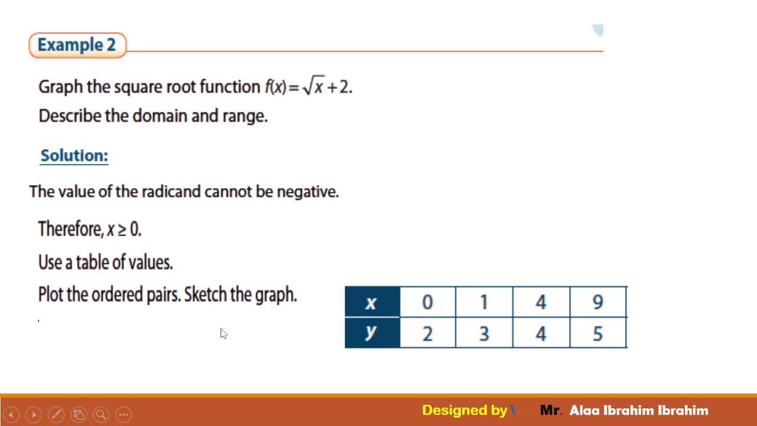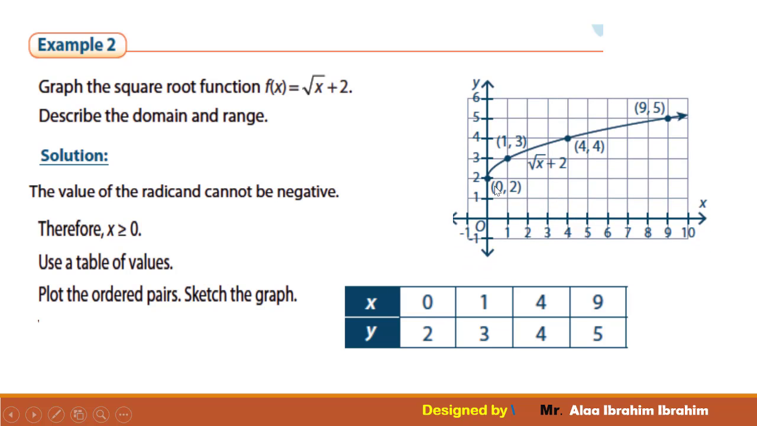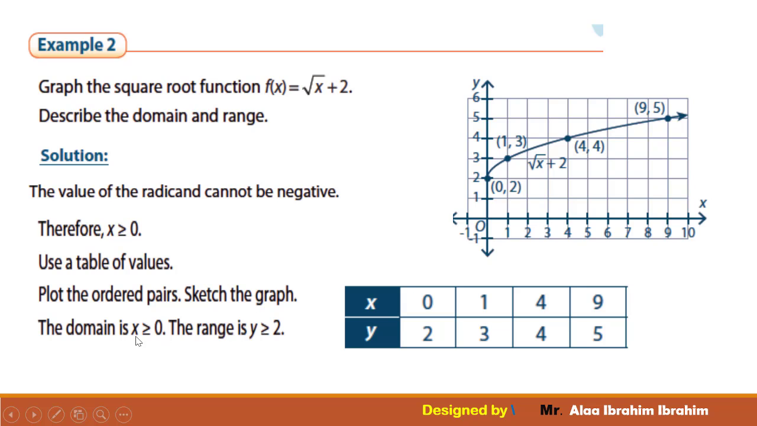So now I have to plot this on my graph: 0, 2; 1, 3; 4, 4; 9, 5. So this is my curve. My curve starts from this 2, but on my x-axis it means 0. So my domain starts with 0 and goes to the right. On the x-axis it means x bigger than or equal to 0. This is my domain. And my range starts from 2 and goes up, like this. So my range is 2 or bigger than 2, y bigger than or equal to 2. So this is my range and this is my domain.